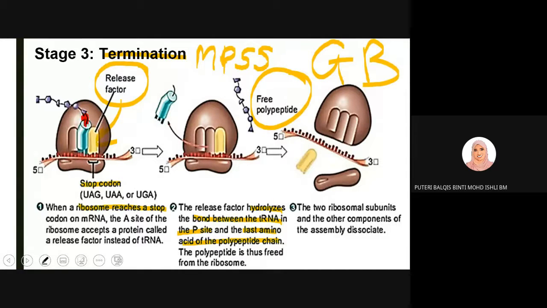Okay. Next, after the polypeptide chain is free, then the two ribosomal subunits and the other components will dissociate. Okay. Lepas polypeptide chain dah free, pergi mana-mana dia suka, nak pergi kepada Golgi body, then the translation complex yang ni lah, it will dissociate. Habis dah kerja dia. Okay, dia akan dissociate. That is termination. Alright? Okay.